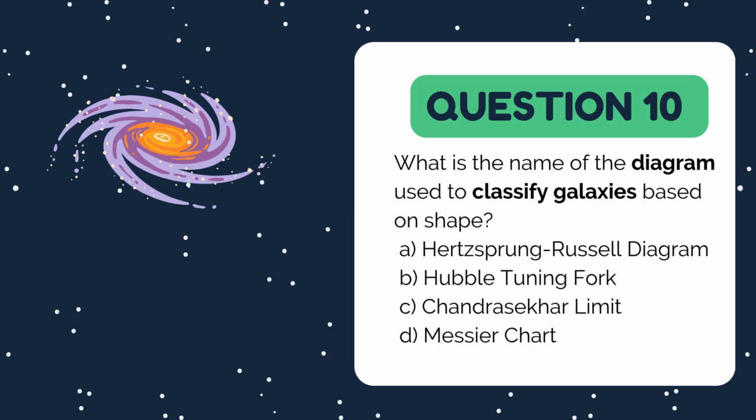What is the name of the diagram used to classify galaxies based on shape? A. Hertzsprung-Russell diagram. B. Hubble tuning fork. C. Chandrasekhar limit. D. Messier chart.